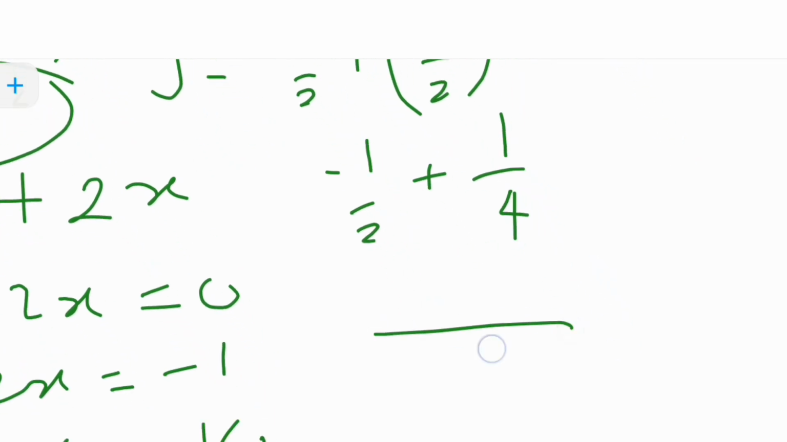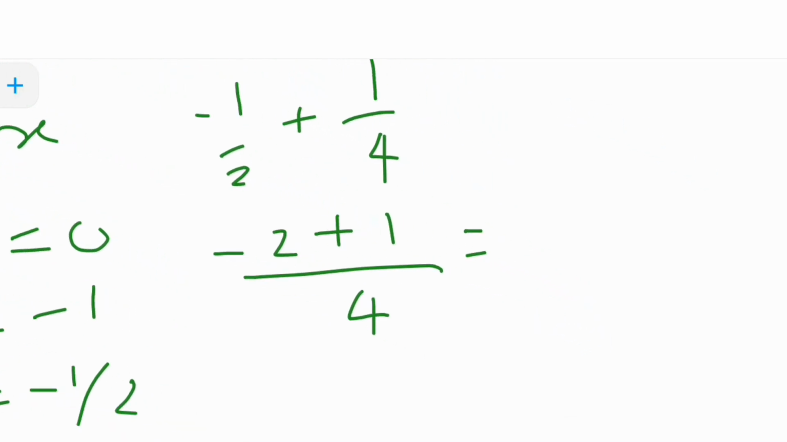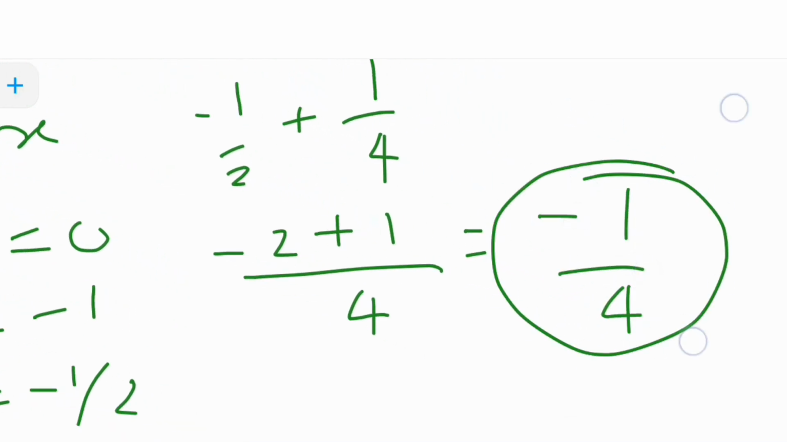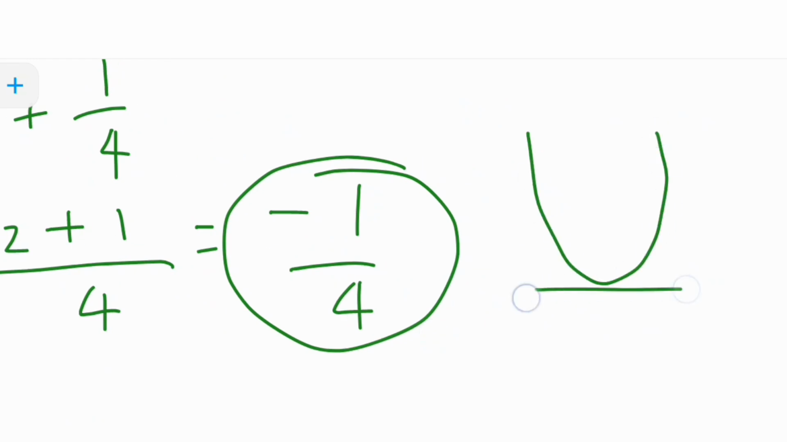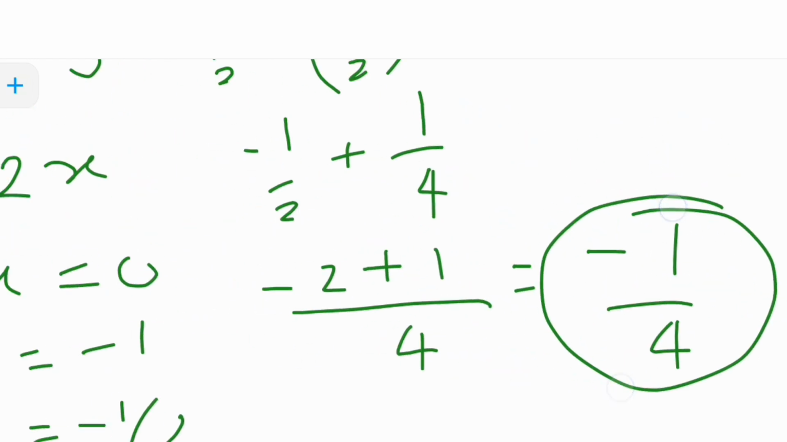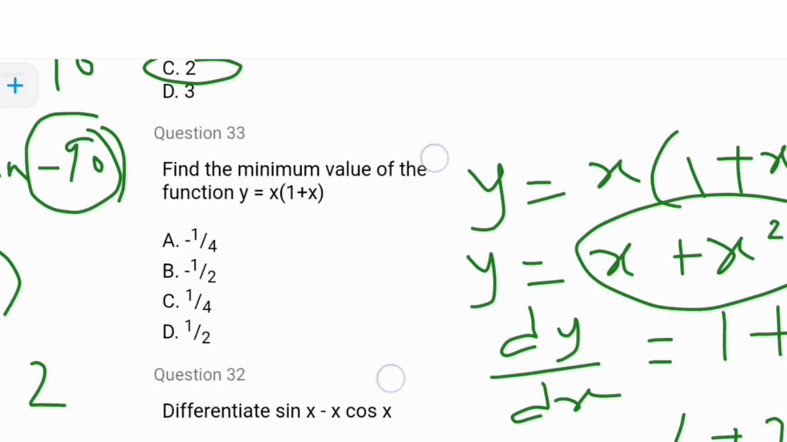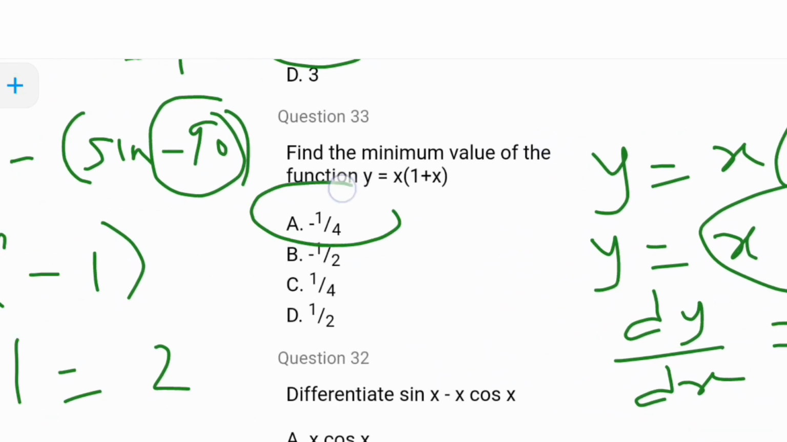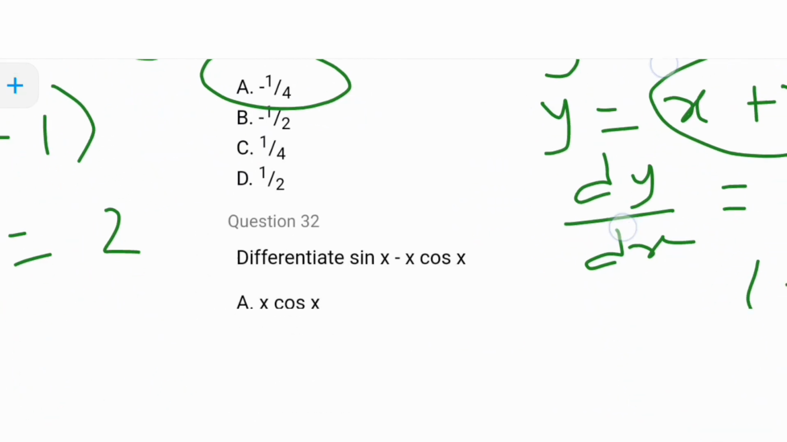So the LCM is 4. 2 in 4, that will give you 2. 2 times minus 1, you're going to have minus 2, plus 4 in 4, that's 1. 1 times 1 at the top, you're going to get 1. Okay, so minus 2 plus 1 will give you minus 1 over 4. So this is the value of y at the minimum value. So y is minus 1 over 4. You can check that there. So that's option A.